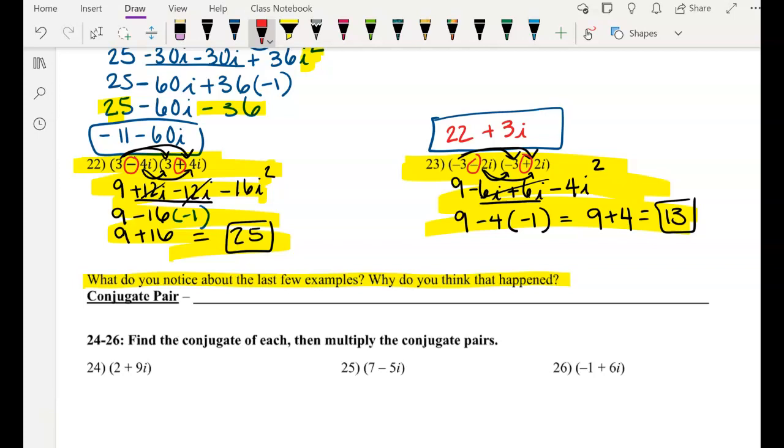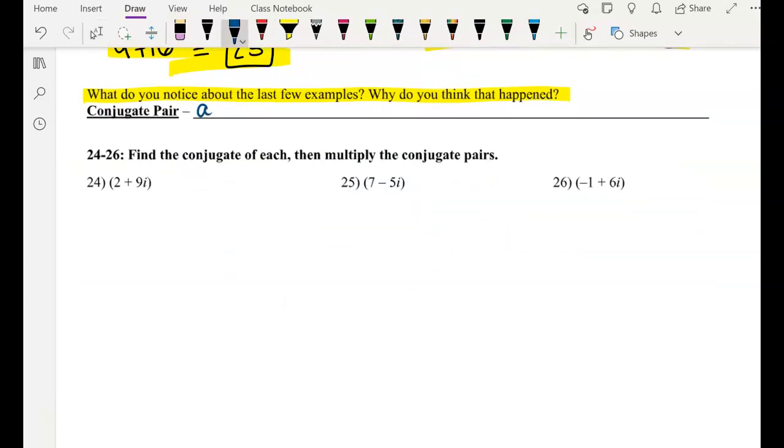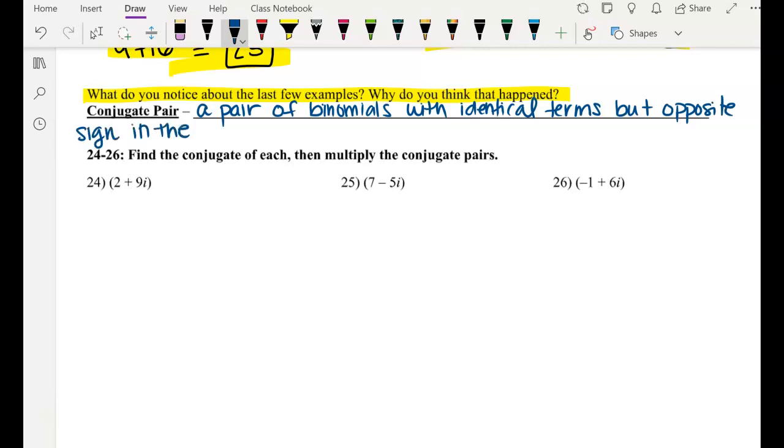That brings us to the definition of conjugate pair. A conjugate pair, students, is a pair of binomials. That means two terms with identical terms. I mean, the first term is the same, the last term is the same, okay? Identical terms, but opposite sign in the middle.